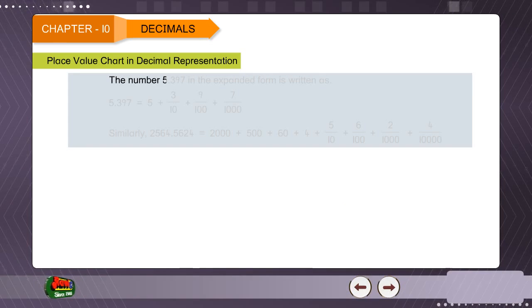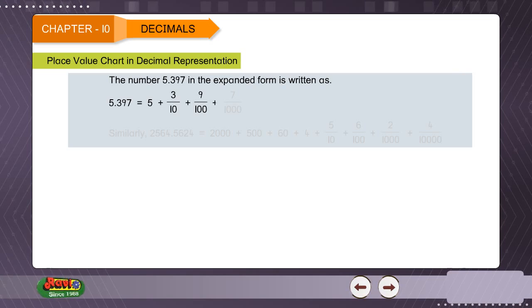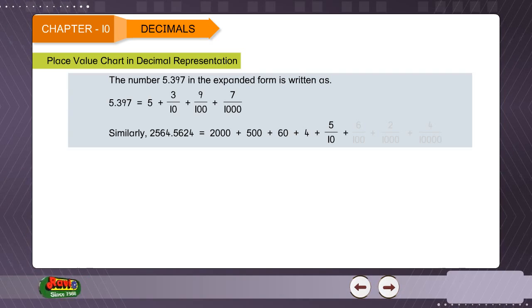The number 5.397 in expanded form is written as 5.397 is equal to 5 plus 3 by 10 plus 9 by 100 plus 7 by 1000. Similarly, 2564.5624 is equal to 2000 plus 500 plus 60 plus 4 plus 5 by 10 plus 6 by 100 plus 2 by 1000 plus 4 by 10,000.